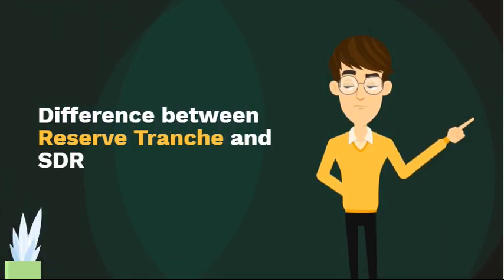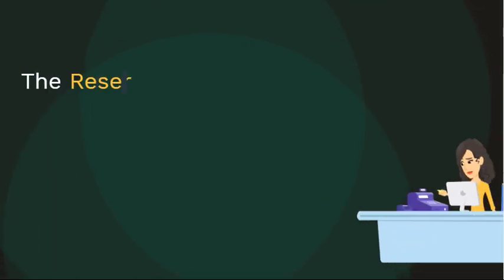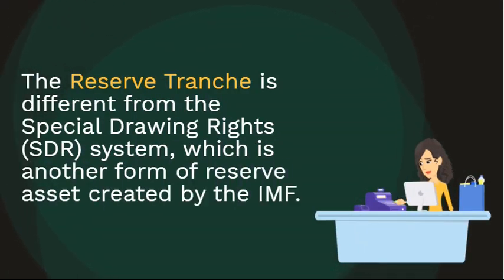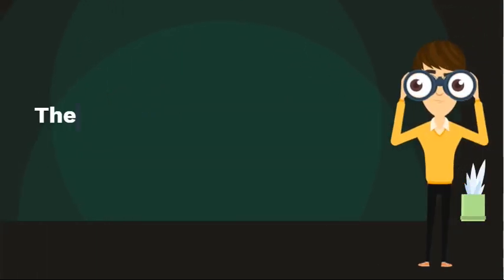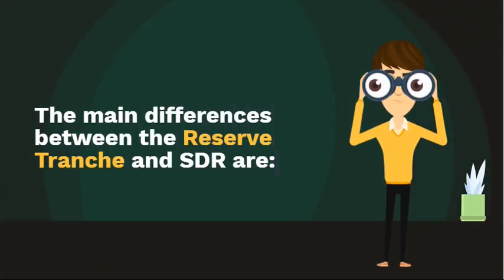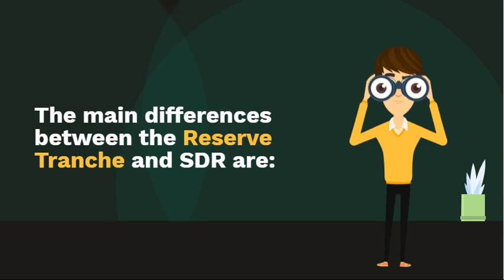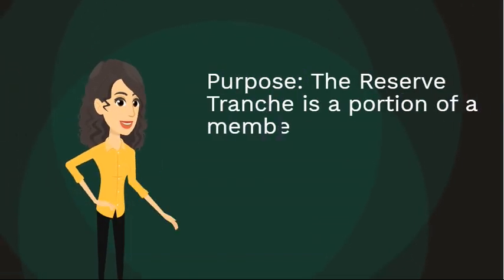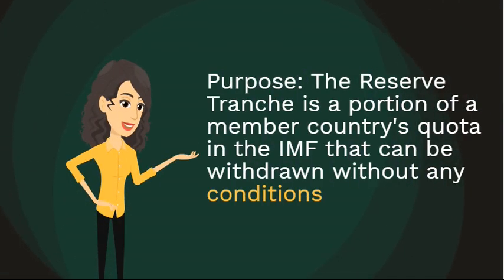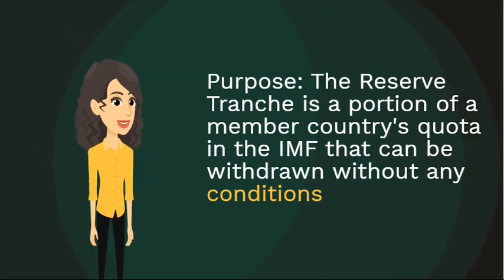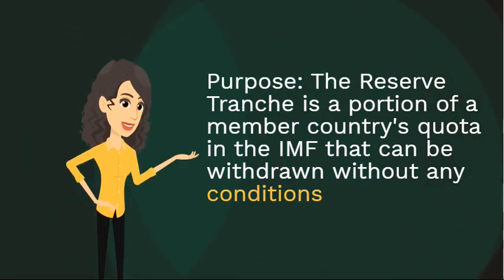Difference between reserve tranche and SDR. The reserve tranche is different from the special drawing rights (SDR) system, which is another form of reserve asset created by the IMF. The main differences between the reserve tranche and SDR are: purpose. The reserve tranche is a portion of a member country's quota in the IMF that can be withdrawn without any conditions.